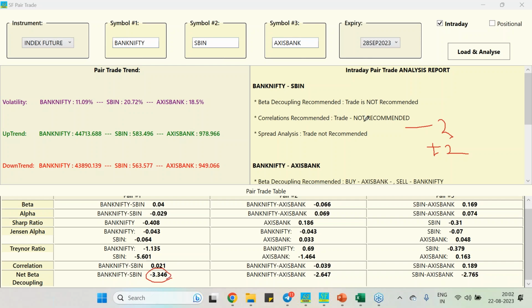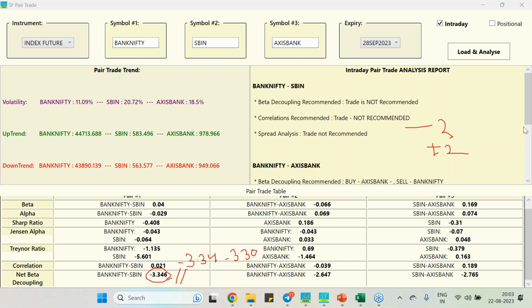Why? Because though this beta decoupling is there, it is not recoupling today. Now it is the end of market. I am saying today: if yesterday it was 3.34 and today morning when you analyze it is 3.30, it will say that yes, the price action is suggesting the beta decoupling is recoupling, and further recoupling can happen, so you enter a trade. If it is not recoupling, it will say that though decoupling is there, it is expanding. Do not enter the trade.